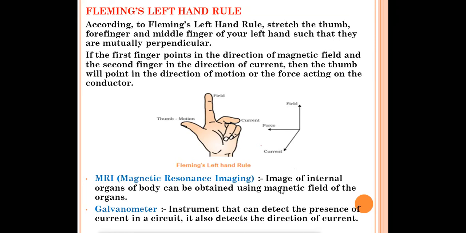And what is a galvanometer? An instrument that can detect the presence of current in a circuit. It also detects the direction of the current. So it is used in the circuit, which detects the presence of current in a circuit, and it also detects the direction of the current.